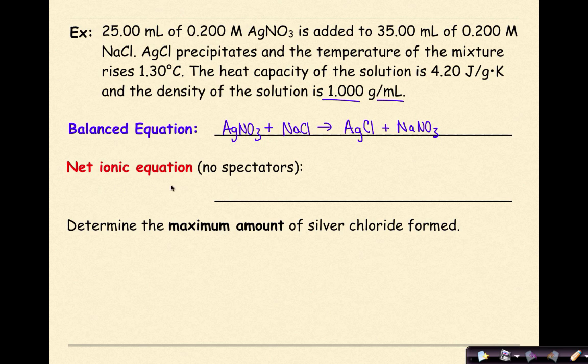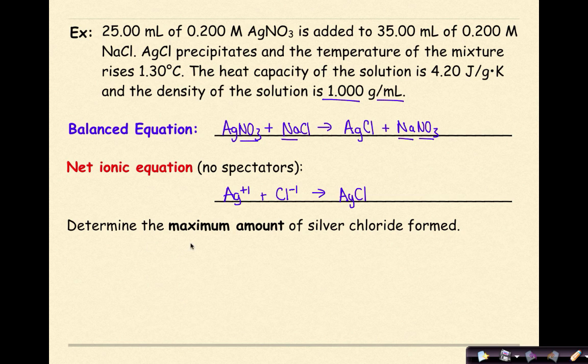So if we were to do the net ionic equation here with no spectators, we know that the sodium is going to be a spectator, and we also know that the nitrate polyatomic is also a very soluble polyatomic. So when we rewrite this, because this is already balanced, we're going to have Ag+1 plus Cl-1 gives me AgCl solid. Determine the maximum amount of silver chloride formed. That sounds like a limiting reagent problem to me, and a good time to revisit how to do this.